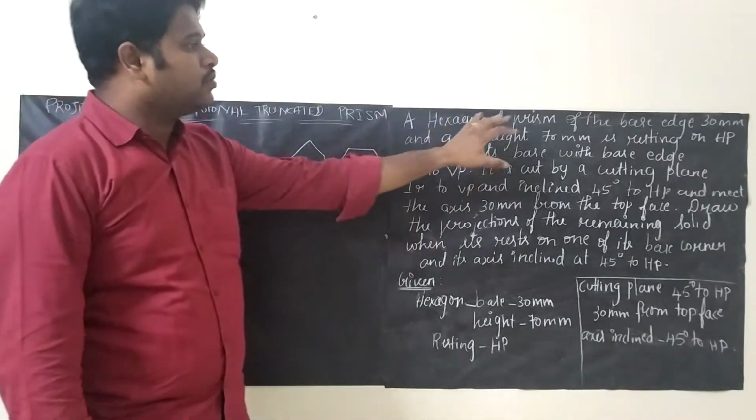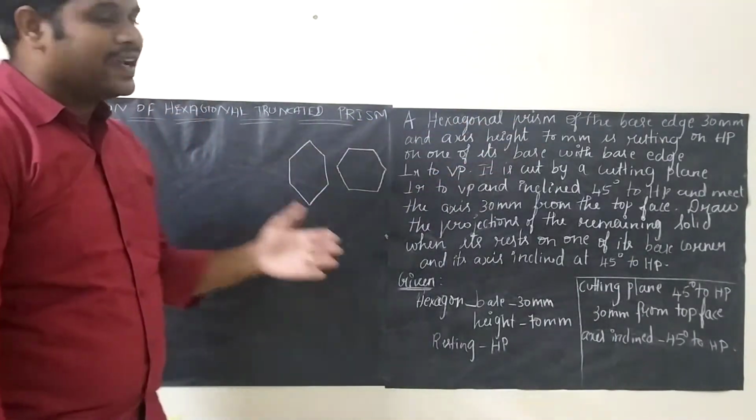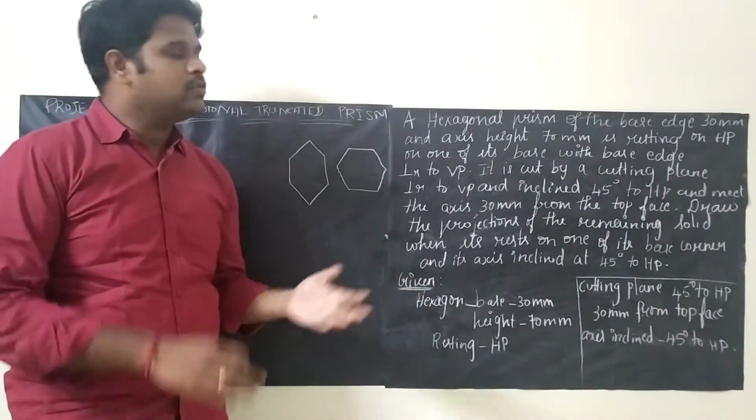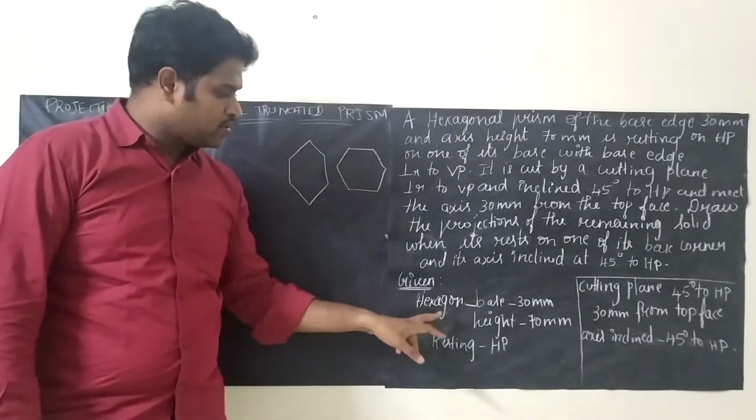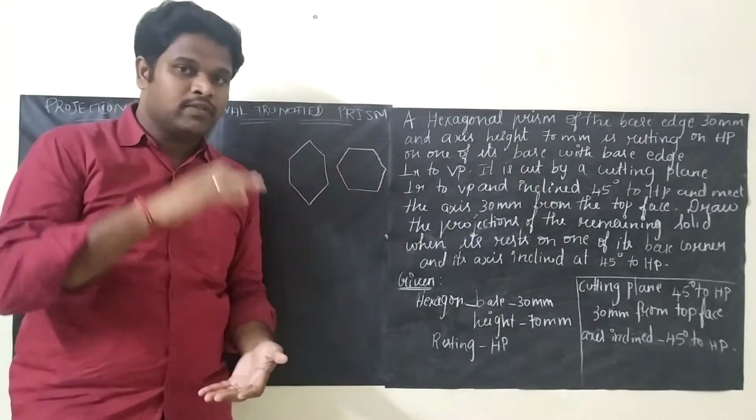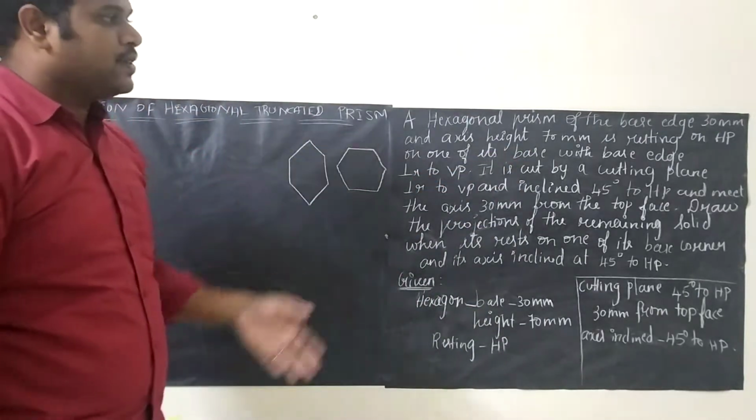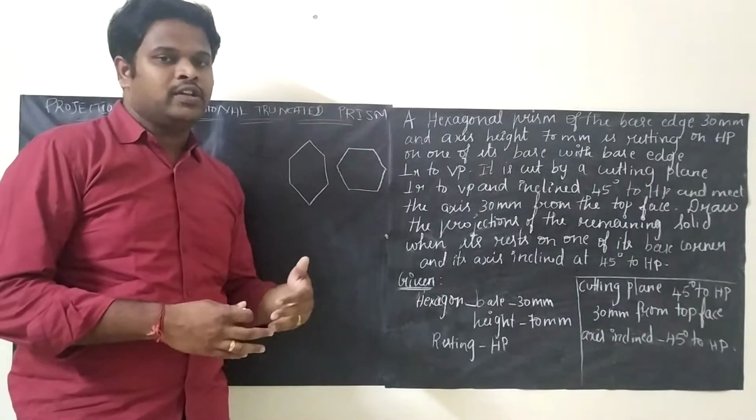A hexagonal prism of base edge 30 mm. So the diagram which we are going to draw is a hexagonal prism. So hexagon means base is 30 mm. So base will be 30 mm and height of the prism will be 70 mm. Is resting on HP. So the diagram which we are going to draw will be drawing on HP.